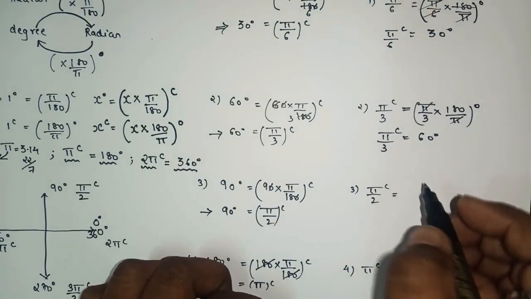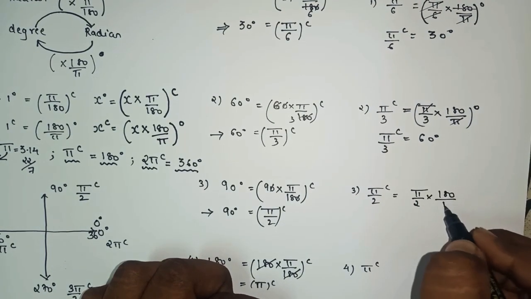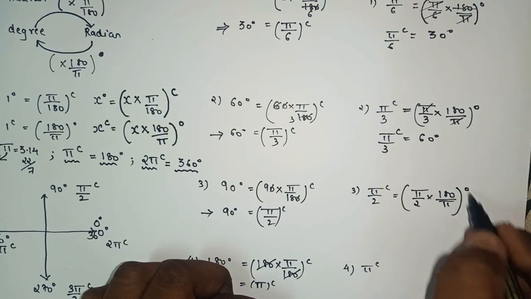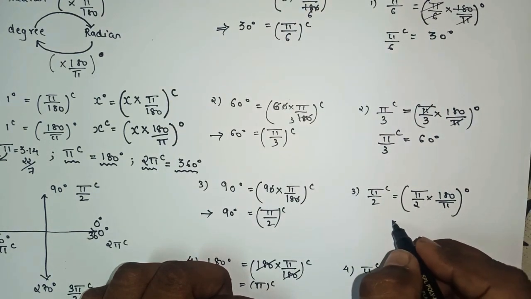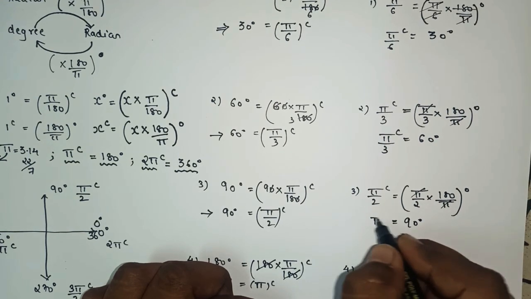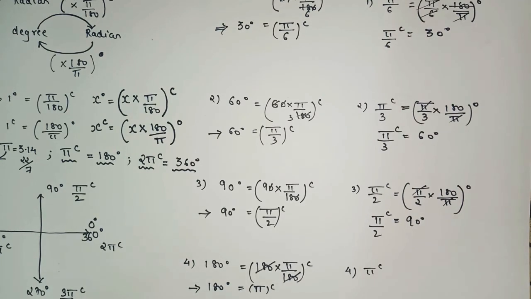As here we have pi by 2. So pi by 2 into 180 upon pi, as you will multiply the term by 180 upon pi, it will get converted into degree. So pi will get cancelled. 2 ones are 2, 90s are. So here pi by 2 we can say what? 90 degree. Yes or no?